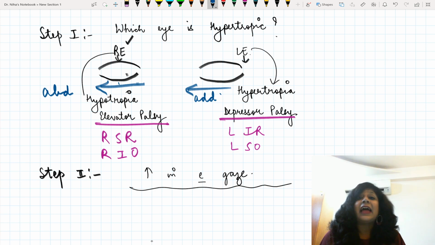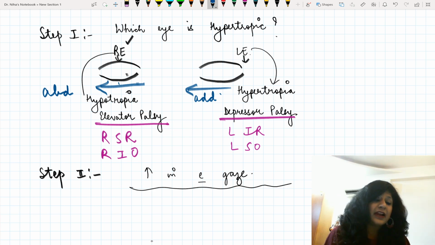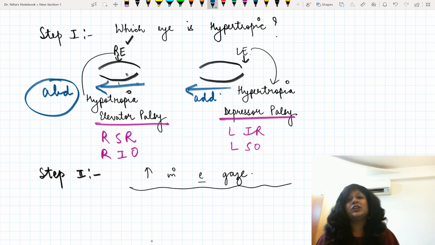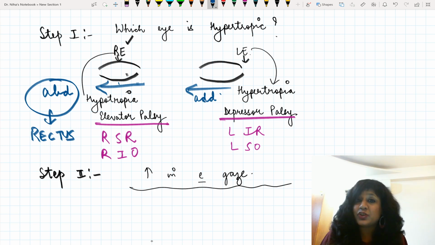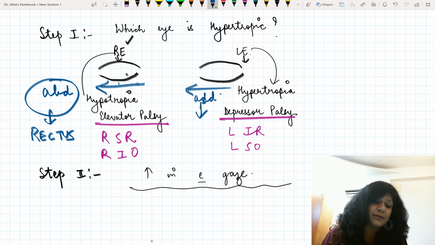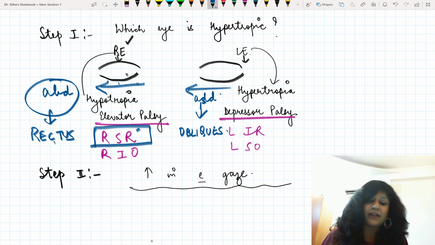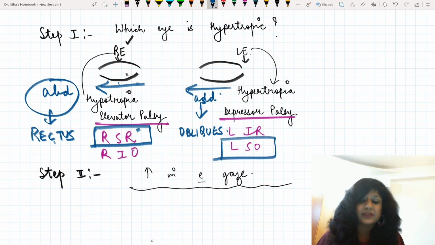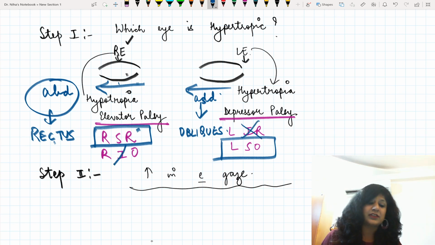Now you know which muscles will elevate more in abduction and which muscles will elevate or depress more in adduction. So we know that maximum elevation and depression in abduction will be done by the rectus muscles, and maximum elevation and depression in adduction is done by the oblique muscles. So from the right eye I have to choose a rectus muscle, and in the left eye I have to choose an oblique muscle. So out of the 4 options, now you are left with 2 options. 2 are cancelled.